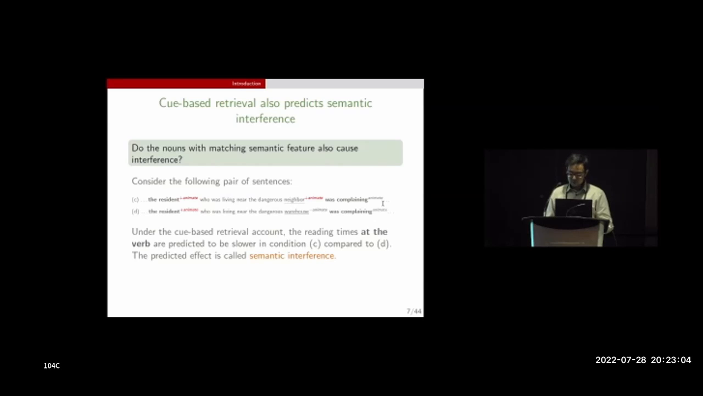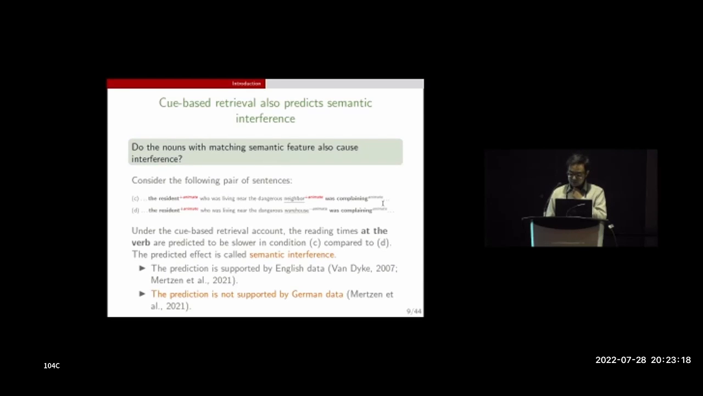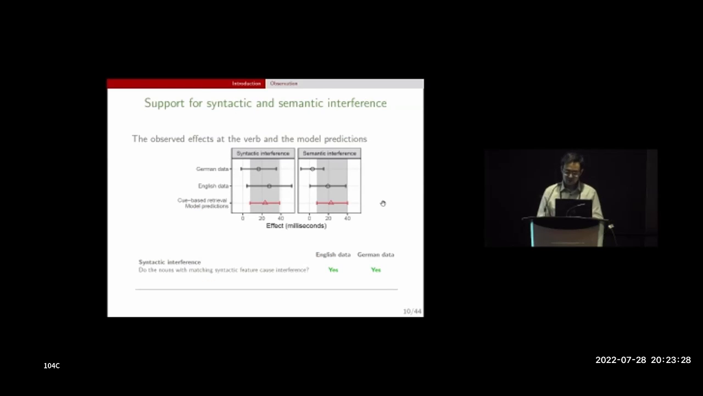So do we observe the semantic interference? Well, the semantic interference prediction is supported by English data from a study by Van Dyke 2007 and a more recent replication study by Mertzen and colleagues. But this prediction is not supported by German data. The reading times of the verb in German data do not support the semantic interference prediction. This is what the pattern of results looks like from the recent study: you see both semantic and syntactic interference for English, but only syntactic interference for German.